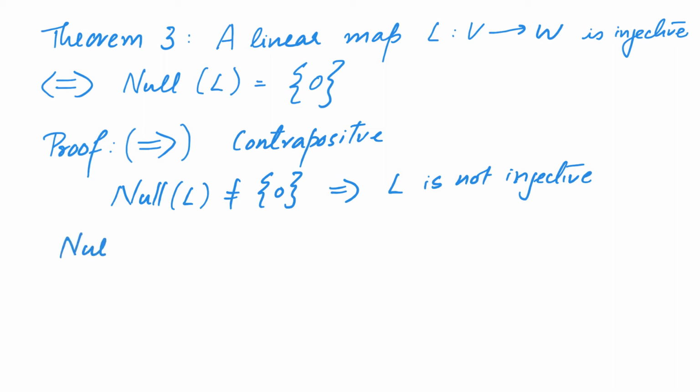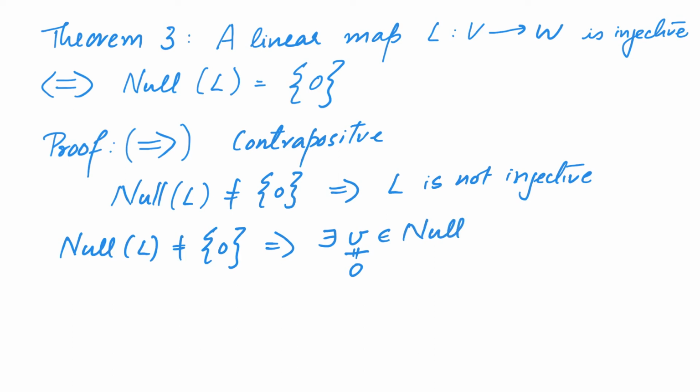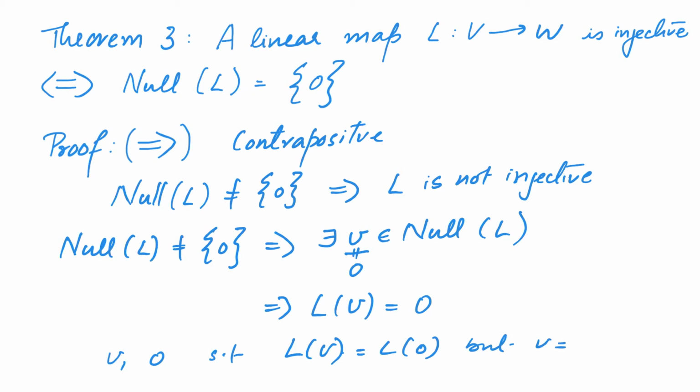Notice that if null of L is not equal to the singleton set 0, then there exists a vector V which is not equal to 0 that belongs to null of L. But as V belongs to null of L, we know that L of V is equal to 0. But V is not equal to 0. So there exist two different vectors V and 0 such that L of V is equal to L of 0 but V is not equal to 0, which implies that L is not injective. And that completes the proof of the contrapositive. Therefore, we have seen that if L is injective, then null of L is the singleton set 0. Let us now see the proof of the other side.